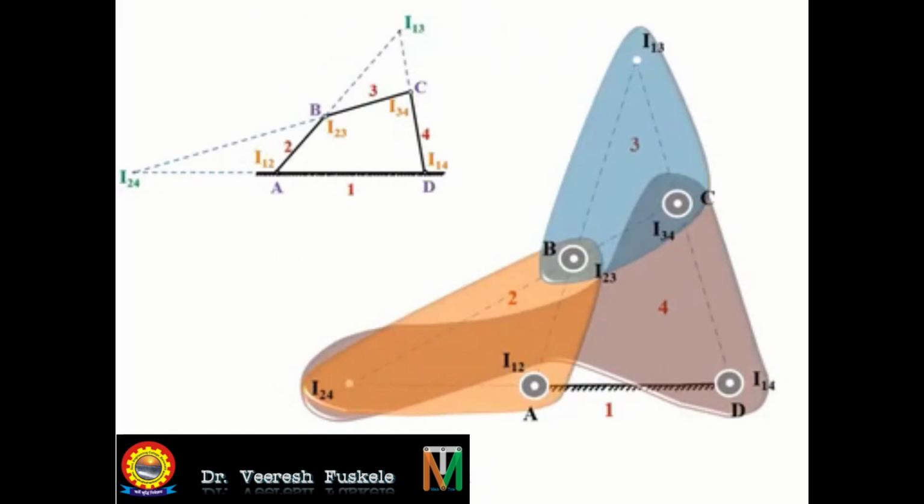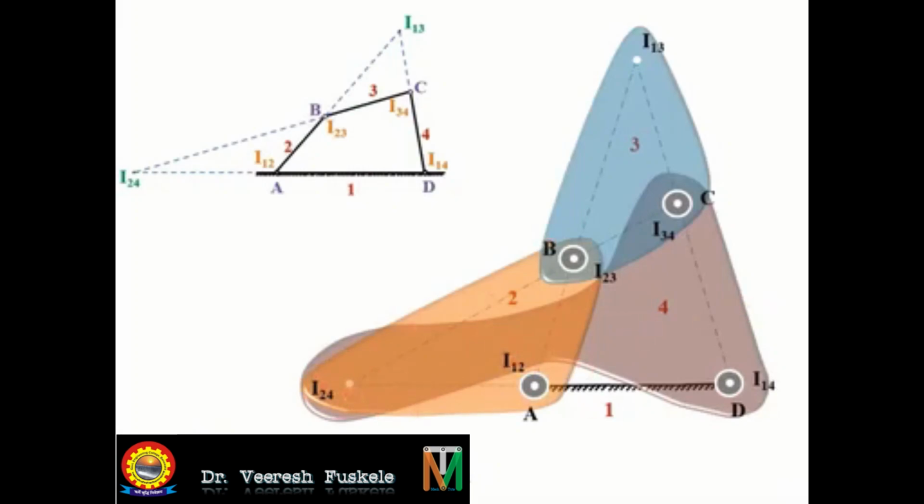Now, to see the significance of I24, let us consider I24 as a coincident point on link 2 and link 4. That is the point on link 2 and exactly just below this point, a point on link 4. These 2 points on link 2 and 4 at this instant have the same velocity, and that is why we call it I24, an instantaneous center of 2 and 4.